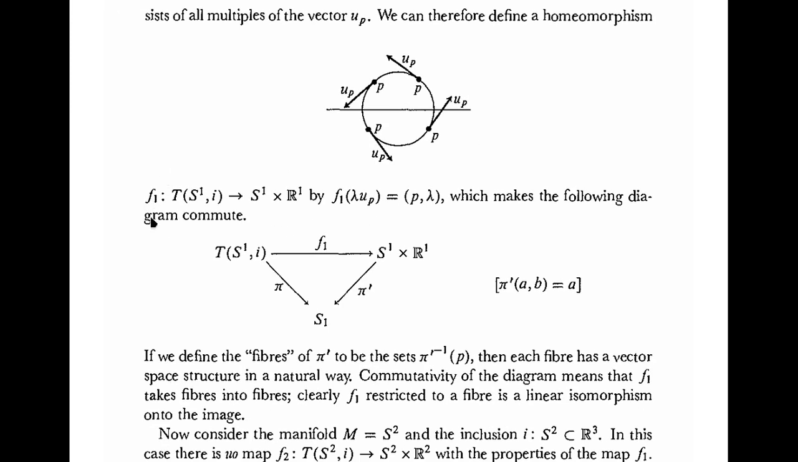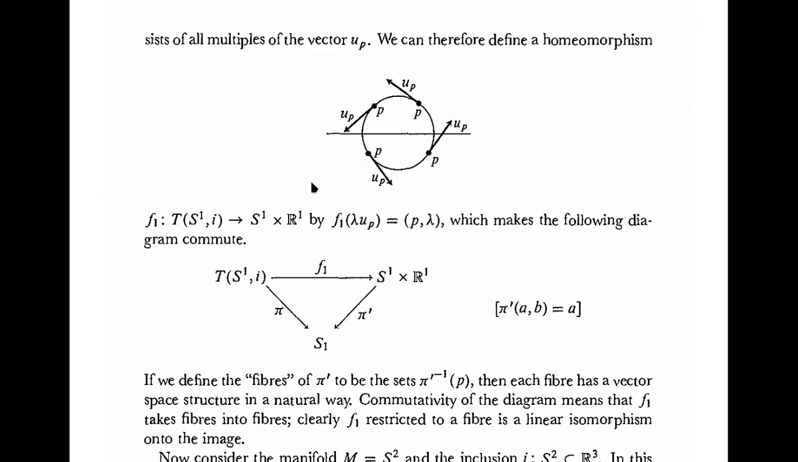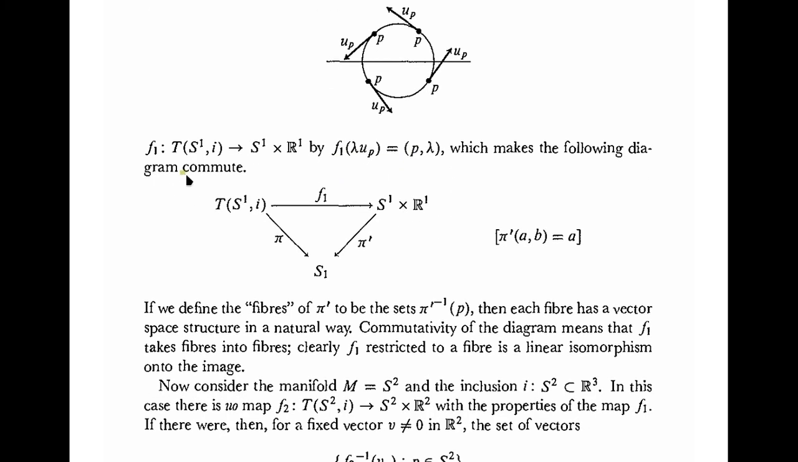So this is what it looks like. And F1 of M goes from the tangent bundle, again the disjoint union of all these tangent spaces, and it maps it onto S1 cross R1, and it does it in a very nice way, so that this diagram commutes, basically. And this is a very good example of what a tangent bundle is.